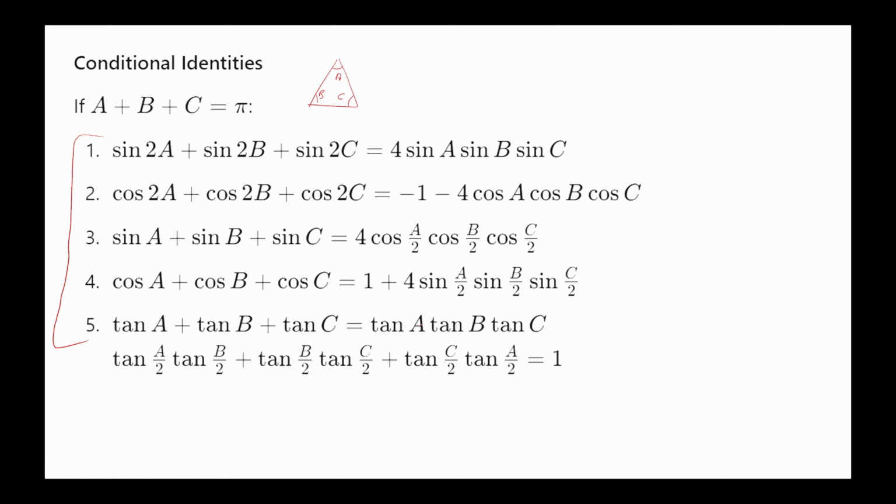Similarly for tan, tan A plus tan B plus tan C can be written as tan A into tan B into tan C, and tan A by 2 tan B by 2 plus tan B by 2 tan C by 2 plus tan C by 2 tan A by 2 gives us 1 always. Again, I am repeating this: all these formulas would only work if I have A plus B plus C is equal to pi. So do not use these formulas for any other trigonometric functions that you have.